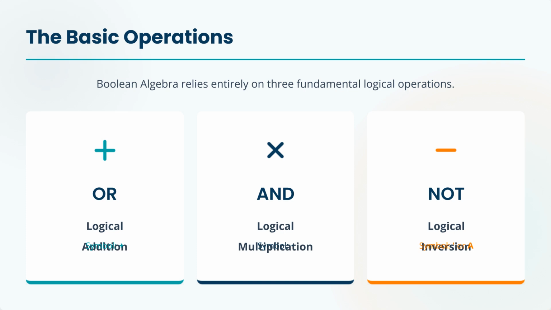OR is logical addition, represented by plus. AND is logical multiplication, represented by a dot. NOT is logical inversion, represented by a prime symbol or a bar over the variable.